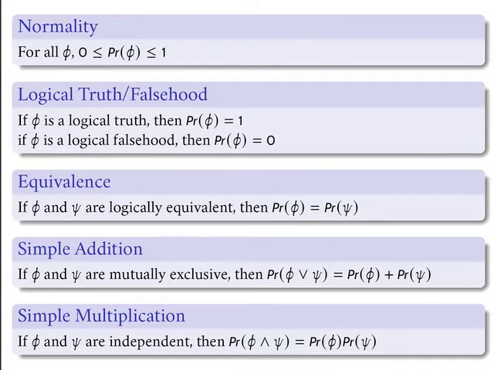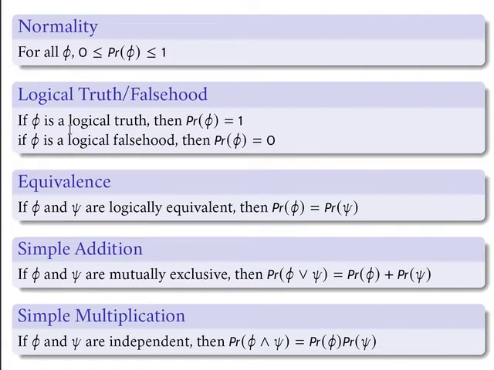Now, the second of these rules says that if any sentence is a logical falsehood, that means any sentence which is a contradiction, that must have the lowest probability, which is the probability 0. So any logical truth has to be on the top of the possible probabilities, and any logical falsehood has to be on the bottom of the probabilities.